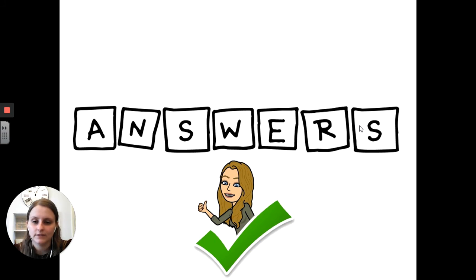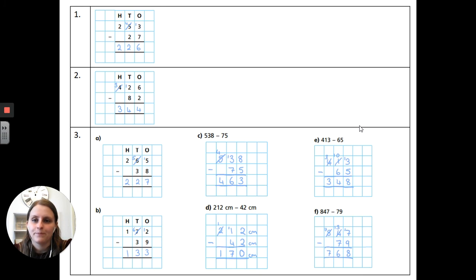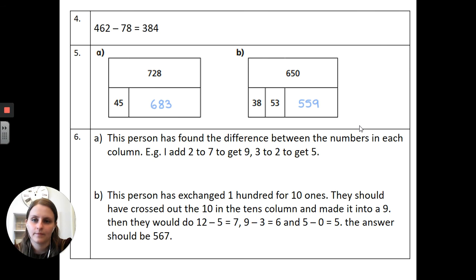Okay, so answers now. Again, I hope you're ready to mark. Let's get going. Have a look. Hopefully you've got the exchanging and the carrying in the right place. So you've crossed out the right number. You can see nice and clearly there. And for the next one as well.